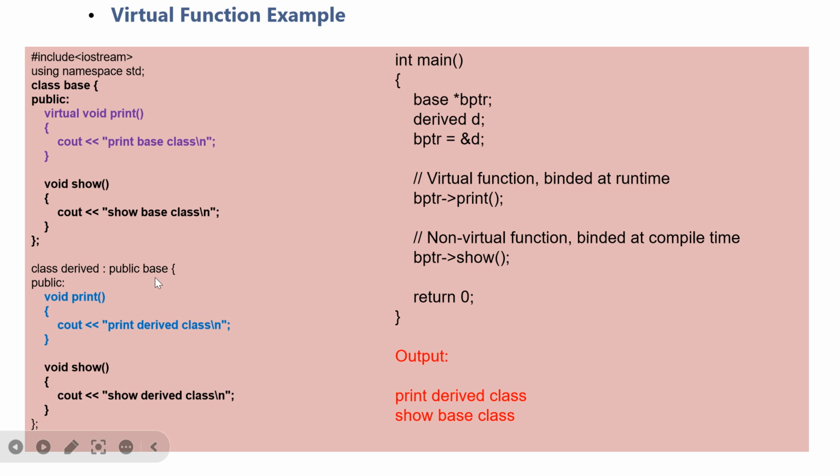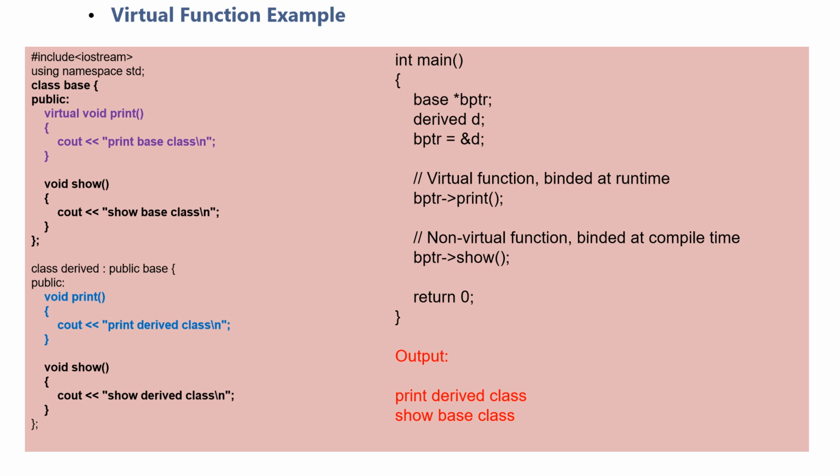The derived class is derived from the base class, and here we have the function name print, and in the base class we also have the function name print. So the two function names are the same. Also we have another function named show, and here also show. So according to this program, print overrides the print function of the base class, and show also overrides the show function of the base class.